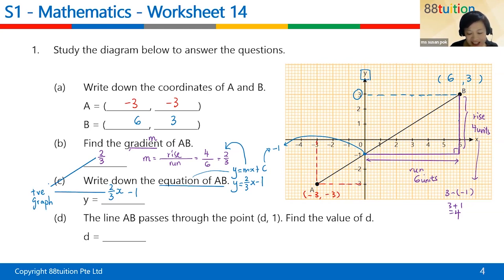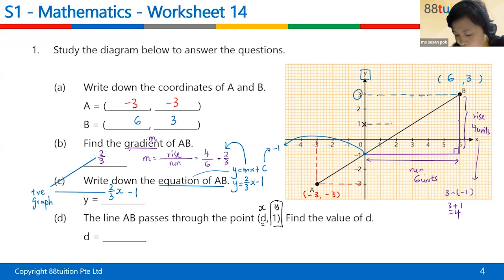The line AB passes through (d, 1). So where is d and 1? Let's take a look here. d must be the x coordinate, and 1 must be the y coordinate. So since y is 1, my x must have a certain value, right? There are two ways we can find it. Of course, you can say, I can substitute y equals 1 to find x. Can. But your graph has the answer for you, no? You know where to look. Go to y equals 1. So where is y equals 1? Here, right? Very simple.